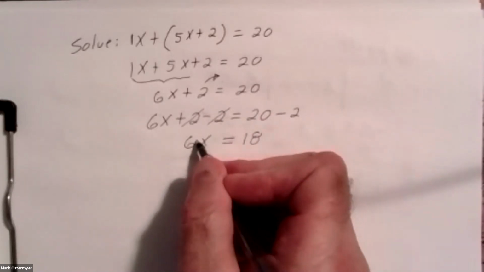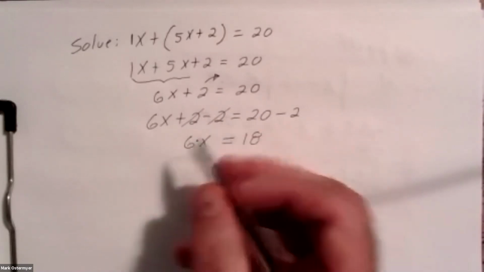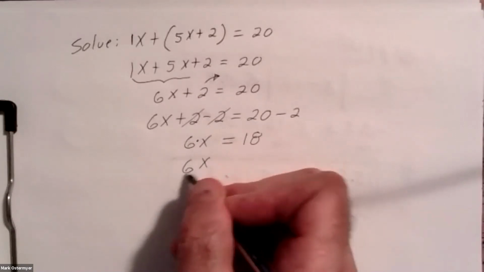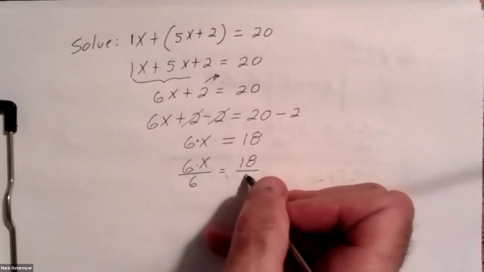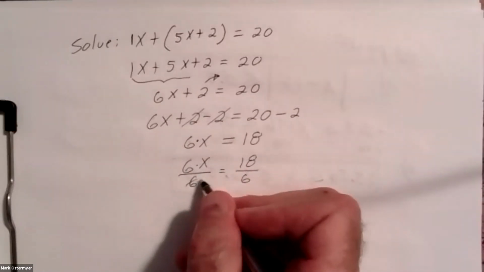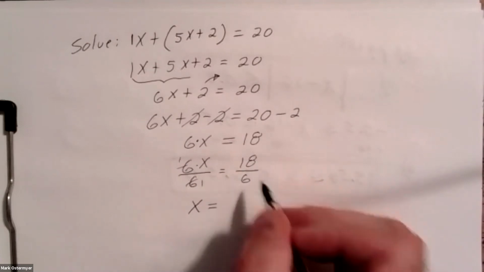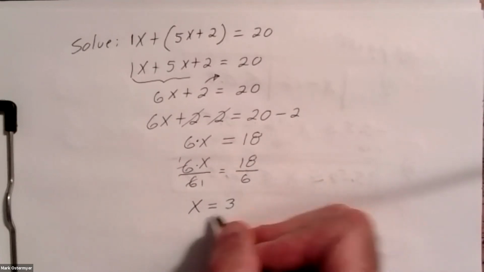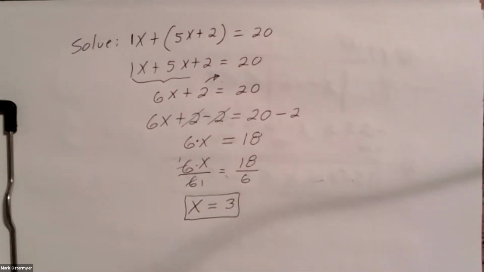Now, ladies and gentlemen, one last step to get the variable by itself. We need to employ the division property of equality. We must divide both the left side and the right side by 6. The 6's on the left side reduce out to 1's, and 1 times x is better known as x. And 18 divided by 6 on the right side is our solution. That's your solution to this equation, x equals 3.